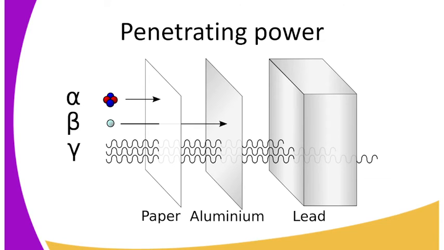Gamma rays have more penetrative power. As you can see, they are able to penetrate and move for a longer distance, and they are also able to penetrate lead, which is a very heavy substance. And beta rays have lesser penetrative power as compared to gamma rays, while alpha rays have low penetrative power. The least they can penetrate is paper. They cannot go past that.